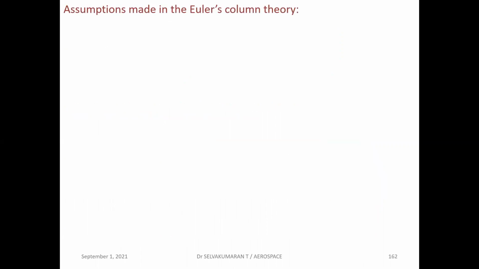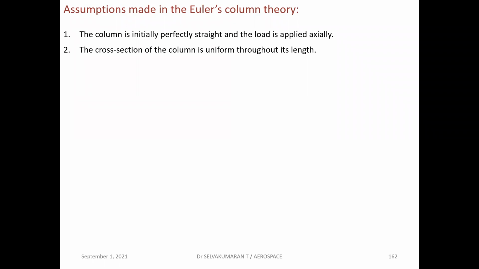The assumptions. Now, if I want to find out the critical load, crippling load, or collapsing load for a column, we need to derive the expression or formula to find the crippling load or critical load. So we need to follow certain assumptions. Euler made some assumptions in his Euler's column theory. The column is initially perfectly straight and the load is applied axially. The cross section of the column is uniform throughout its length.